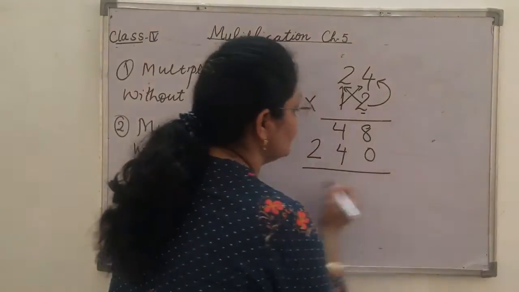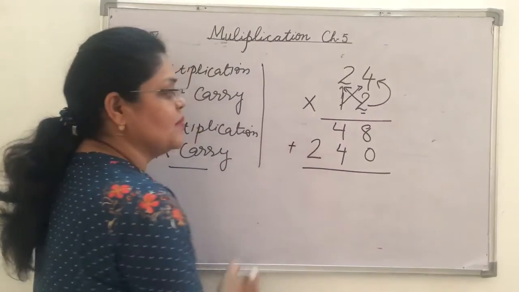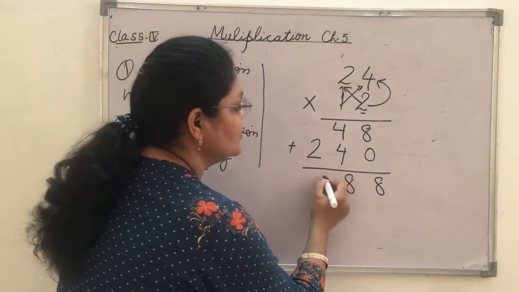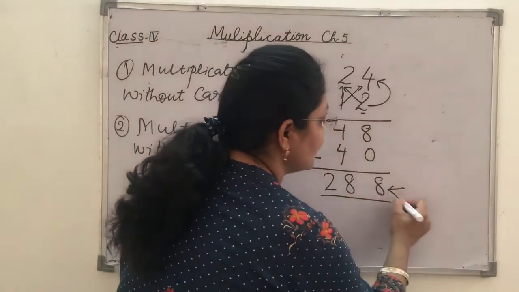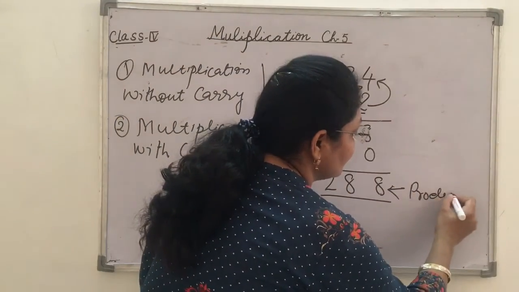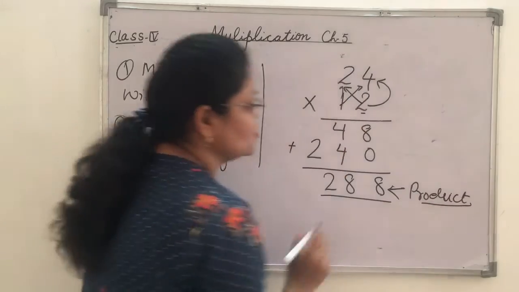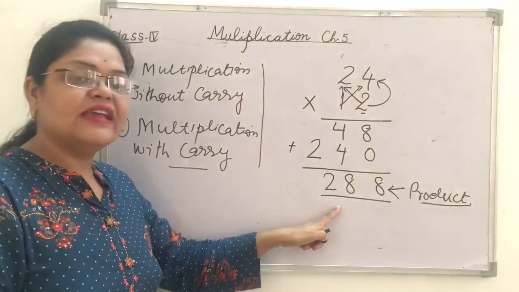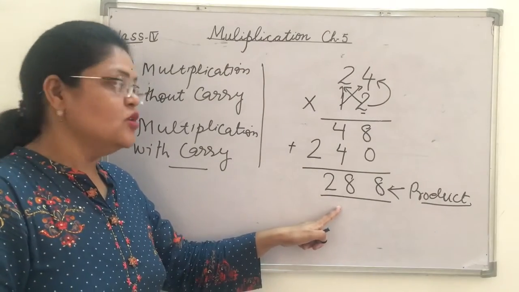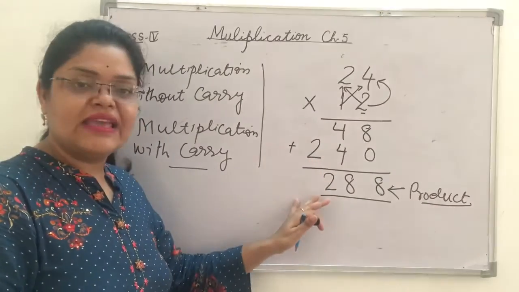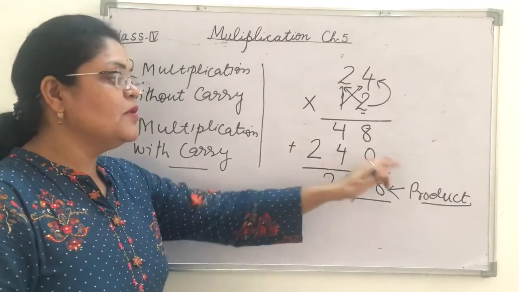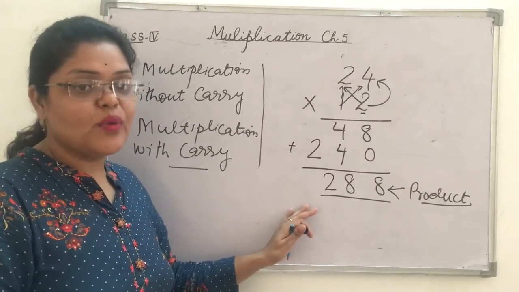So what will you do now? You will add these two numbers. 8, 4 plus 4, 8, and 2. So this is the product. So we have got the product. When you multiply 24 by 12, we get 288. So there is not any carry. So this is how we have done it without carrying. There will be no carry, and we simply do the questions.